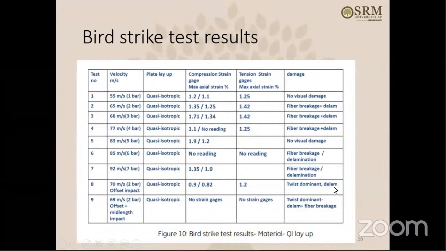So in case of offset impact, of course, the plate is twisting, and because of twisting, the delamination mode is getting dominant, and we are seeing the delamination kind of failure. Okay. So this is what happens. Then again, 69 meter per second, offset plus midline impact, offset impact. All the offset impacts are showing this delamination dominant failure.